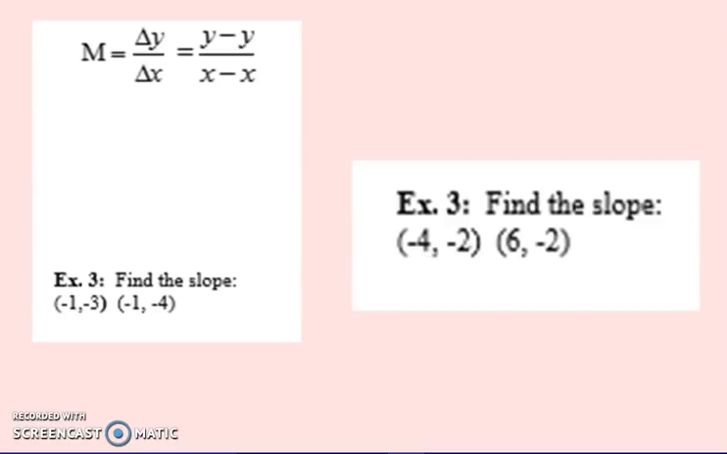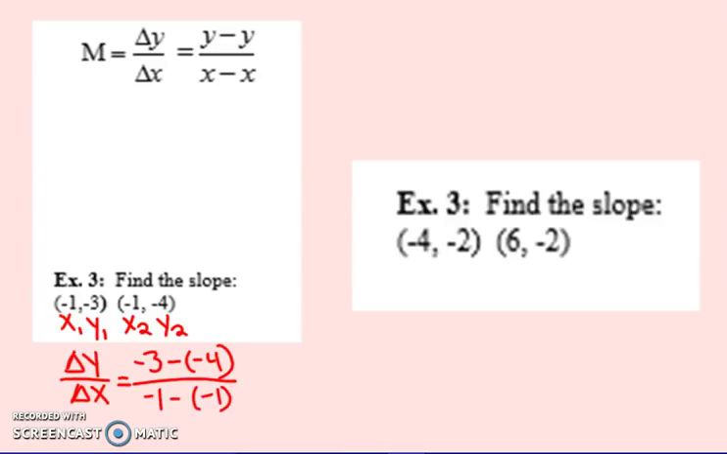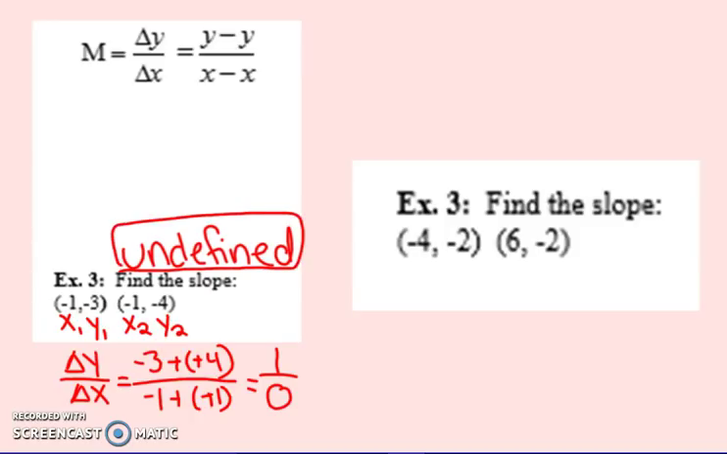So again, we're looking at example 3. We're going to label it x1, y1, x2, and y2. If I do my change in y over my change in x, I get negative 3 minus negative 4 over negative 1 minus negative 1. 2 negatives make a positive, so negative 3 plus 4 gives me 1. Negative 1 plus 1 is 0. Again, I have a number over 0, and that stands for no. So in this case, I have an undefined slope. And that is the answer. Do not tell me the answer is 0. 1 divided by 0 is not 0. It is undefined.